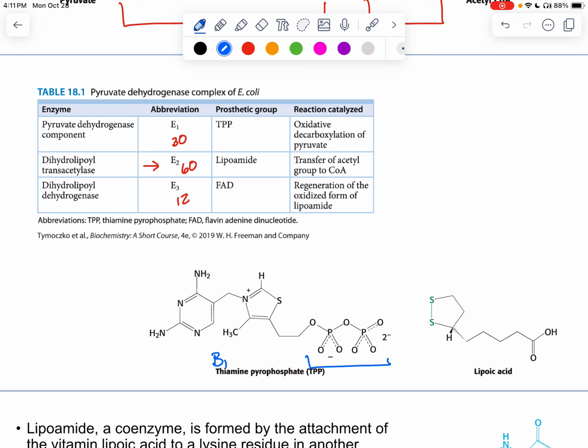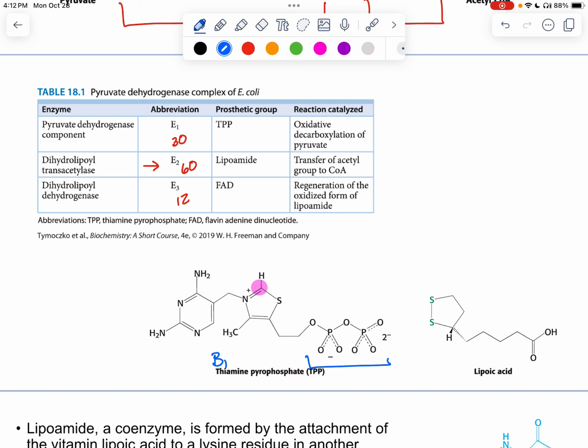The active spot is right here. Really, that's the active piece that's going to bind those carbons. And we'll take a look at how that works. So this TPP molecule is part of the active site and will temporarily bind to the acyl group to form this covalent intermediate.